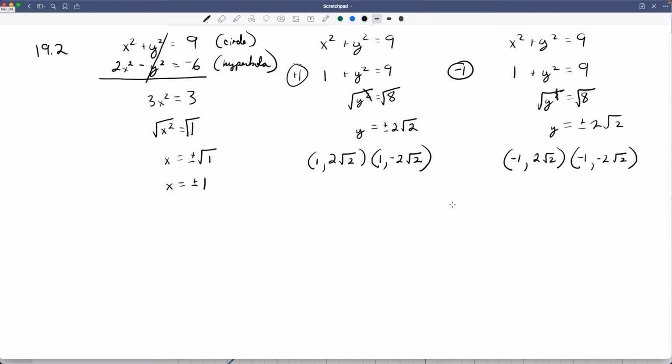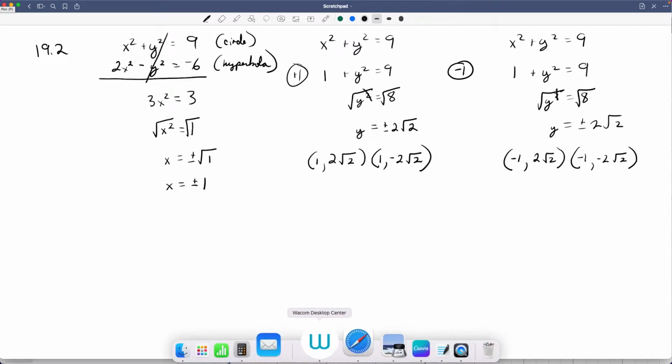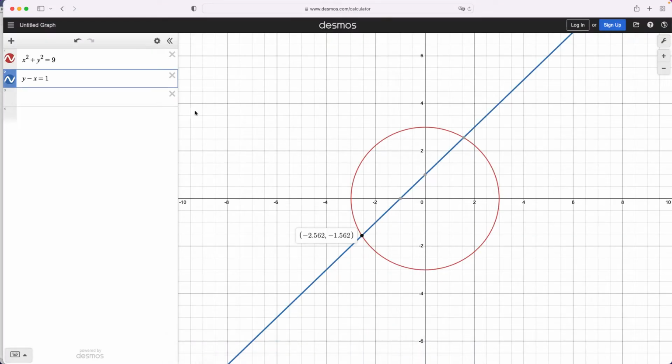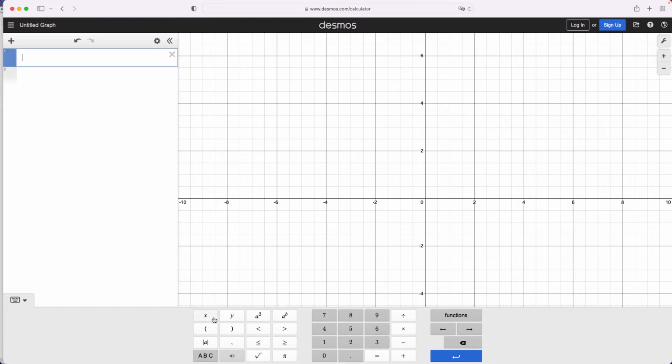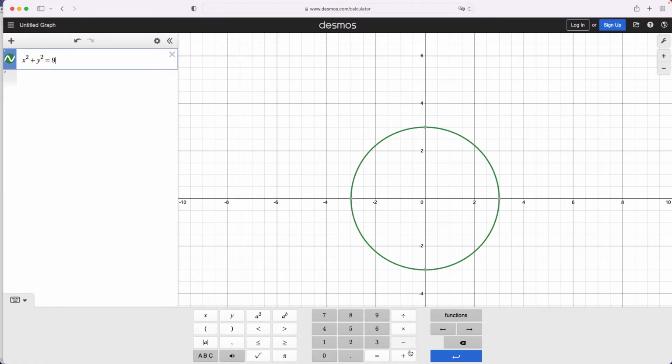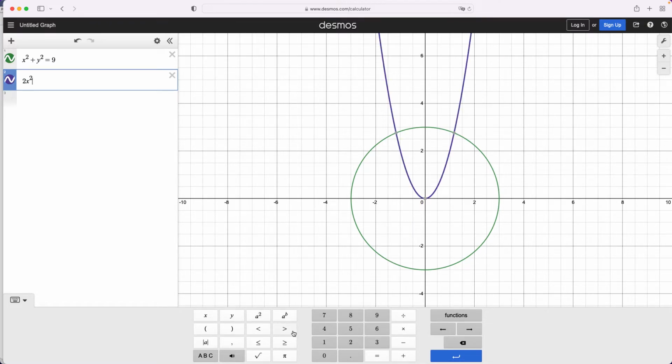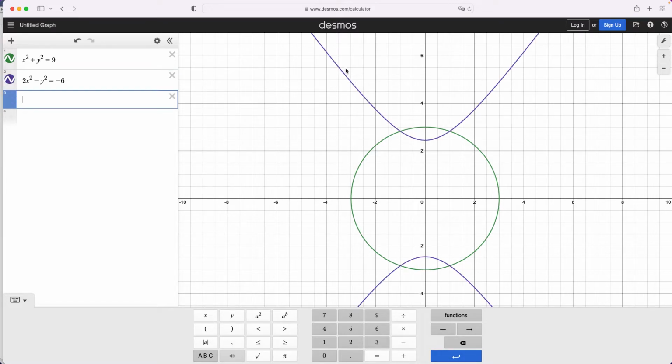So let's go back to our Desmos and let's check it out. Let's see what we got. I'm going to clear these old ones out and type in, well, I guess I could have left the circle. I don't know why I didn't think to just leave that. X squared plus y squared equals 9. All right, there's our circle. So let's do another one, and that is the hyperbola. That's going to be 2x squared minus y squared is equal to negative 6. And there's our hyperbola.